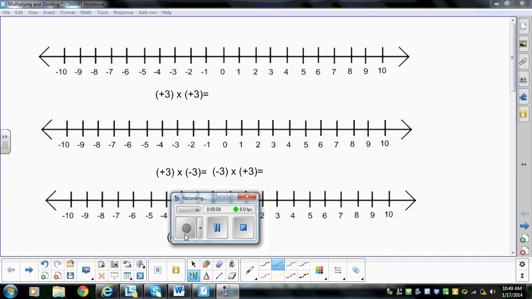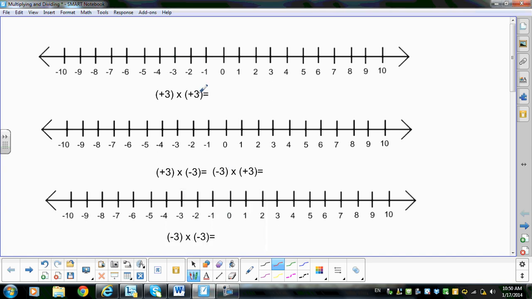Okay, this week we've been learning about multiplying and dividing integers, and this lesson's going to be really quick to explain a little bit more about what we've been learning at school. If you've missed a couple days or if the parents at home want to take a look at what we're doing and how we're doing it, here you go.